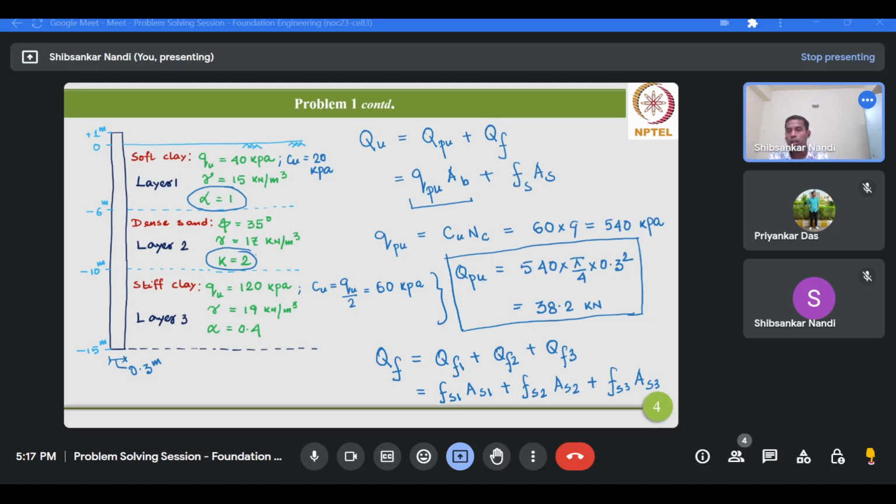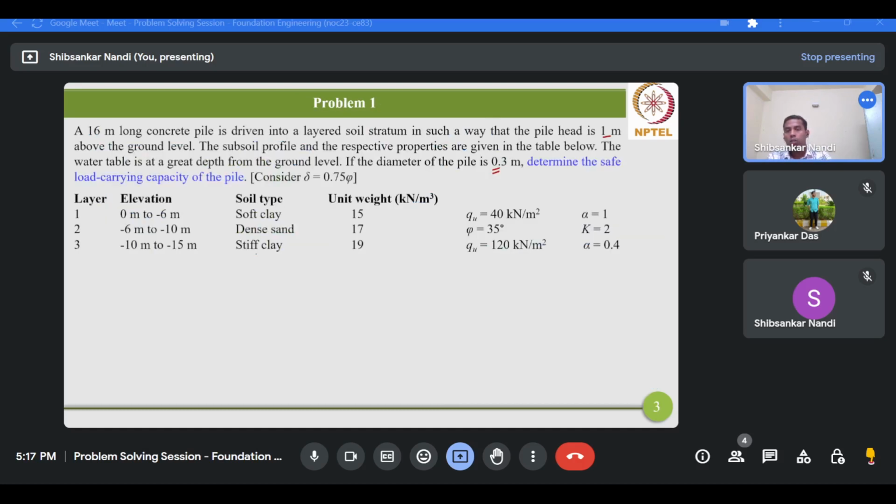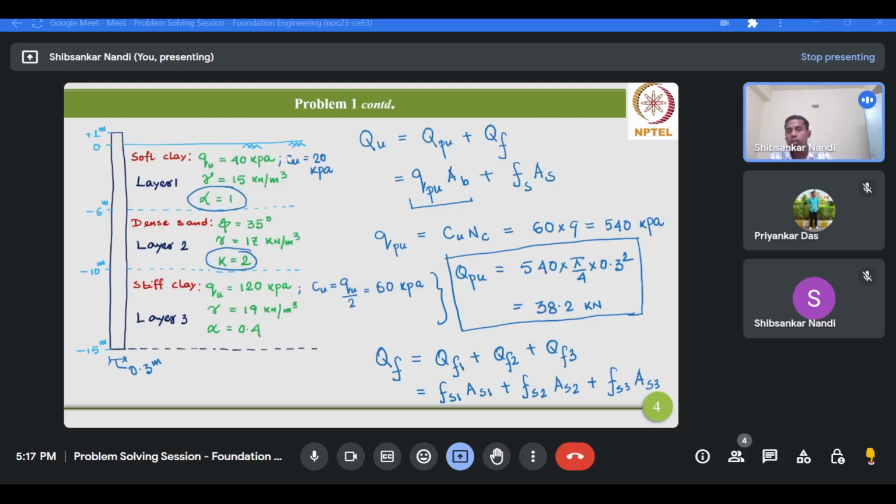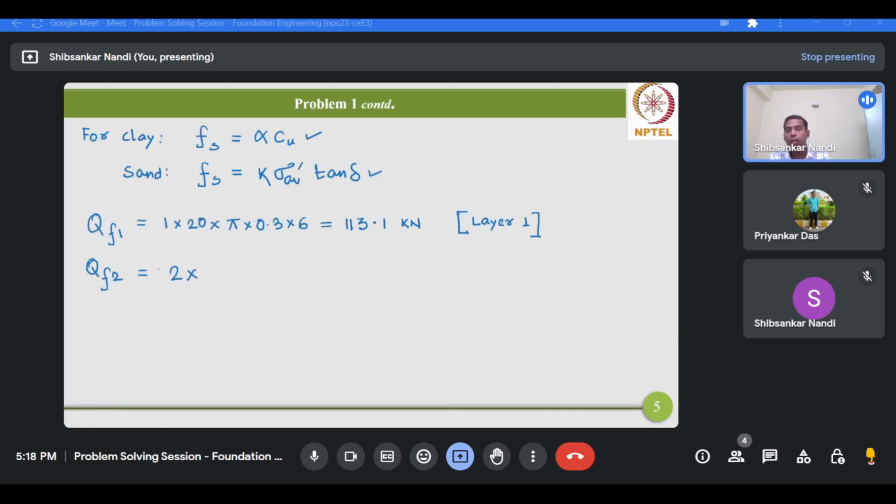Now in the problem statement, it's given that the water table is at a great depth from the ground level. So whatever total stress you get at the top and bottom of this layer will be the effective stress, since pore pressure is 0, and the average of those two values will give you the average effective overburden pressure for this layer 2. Now what will be the effective stress at the top and bottom of this layer? So first we have to calculate that, otherwise we will not be able to calculate QF2.